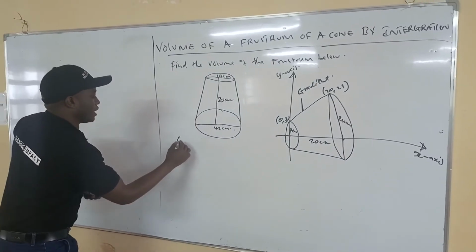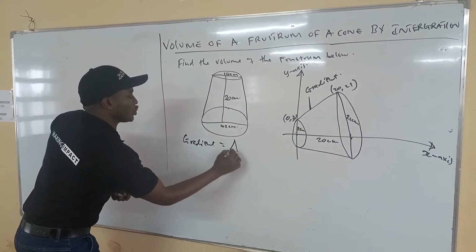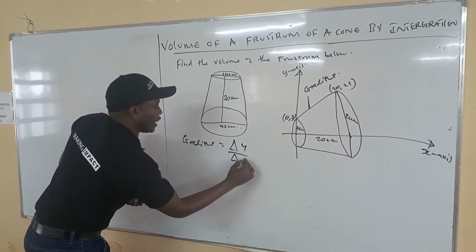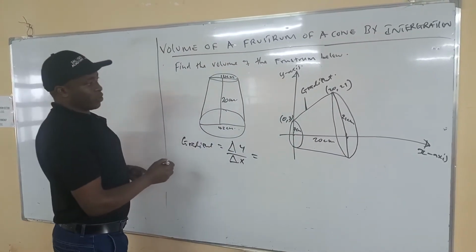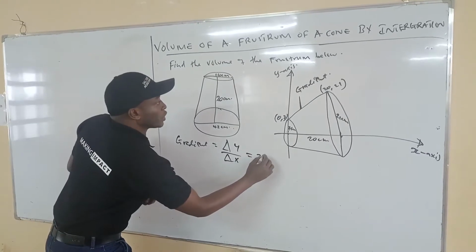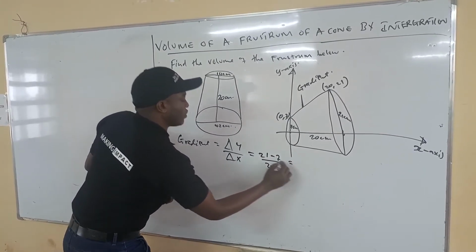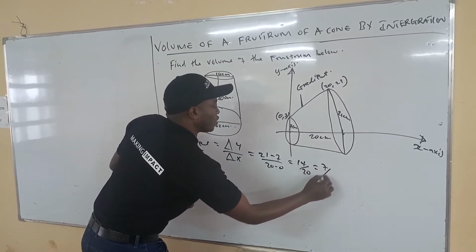We can say that gradient equals change in y over change in x, and we are finding the gradient so that we find the equation of that line. It will be equal to 21 minus 7 all over 20 minus 0. This gives you 14 out of 20, which is the same as 7 out of 10.